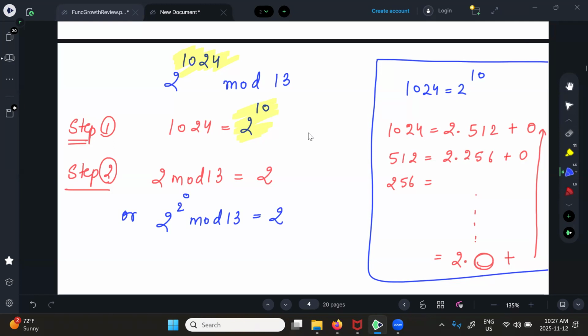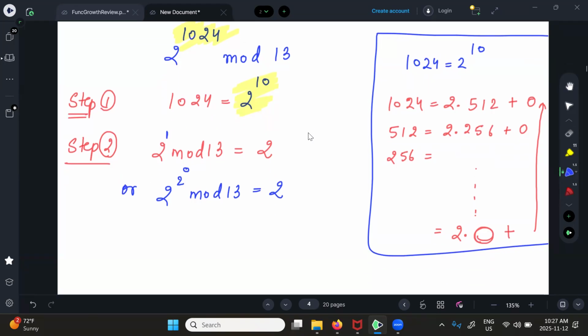Eventually, you want to write down the pattern when the remainders start repeating. Is this clear? Can I write 2 to the power 1 as this? Can you make this connection? Okay. Now, repeat it again.